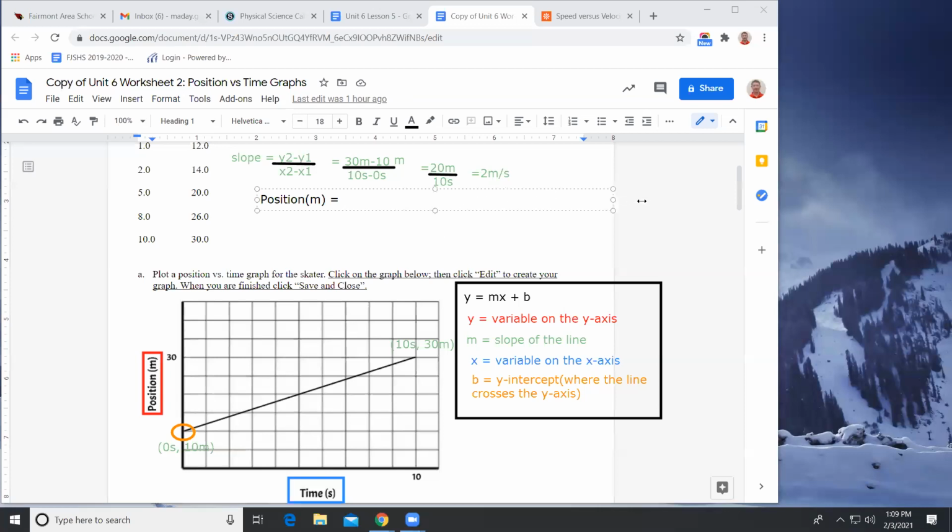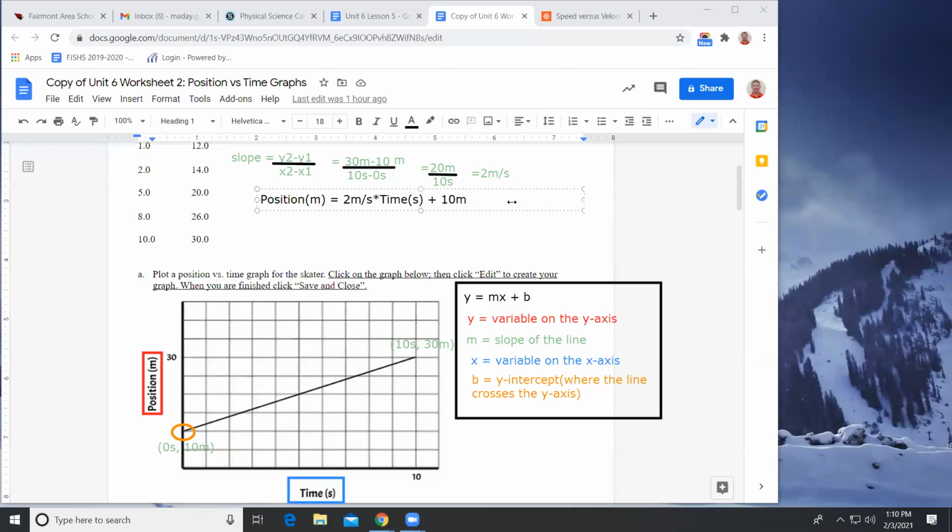All right, so then we have our m, which is the slope. We can see our slope is right up here, so it's 2 meters per second, times, so remember it's mx, so it's m times x. Then our x is the variable on the x-axis, so this is time in seconds. And then we find our b, which is the y-intercept, where it crosses the y-axis. We can see here it crosses at 10 meters.